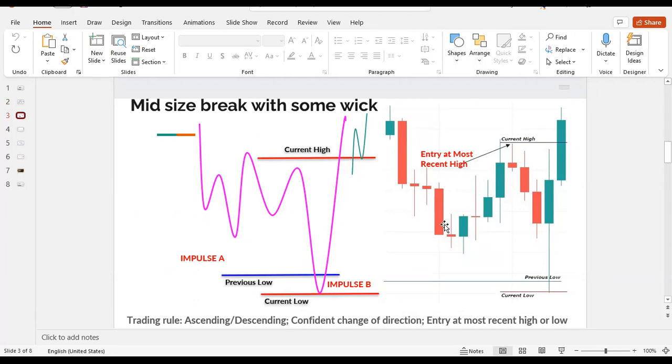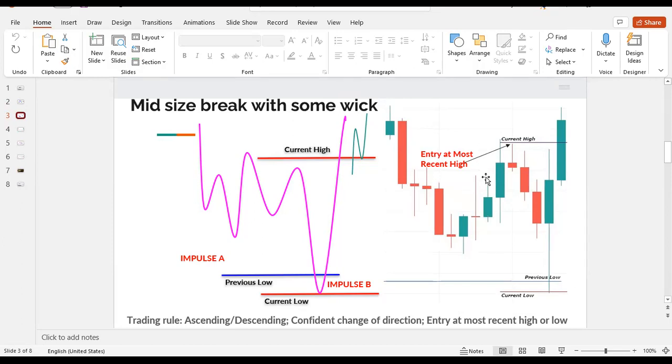So a mid-size break can have a wick. Like in this particular case, the market came and broke with a wick. So this is a downtrend. The market was going down, as you can see from this chart, which has been truncated. So the market was going down, and then at this point it broke going up.